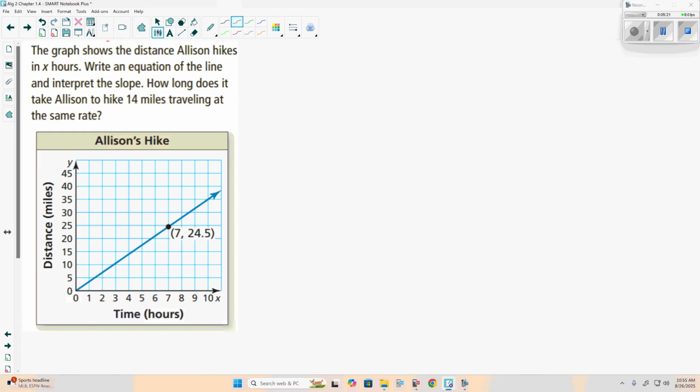First thing we need to do is find the slope: y2 minus y1 over x2 minus x1. Now, they did give us a point, 7, 24.5. And we can plug that point in. So we can plug the 24.5 in for y, because that is one of the y values, and 7 in for x. Did they give us a second point? Yes. What is it? Yeah, 0, 0.